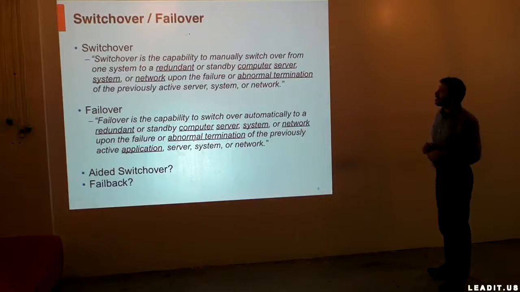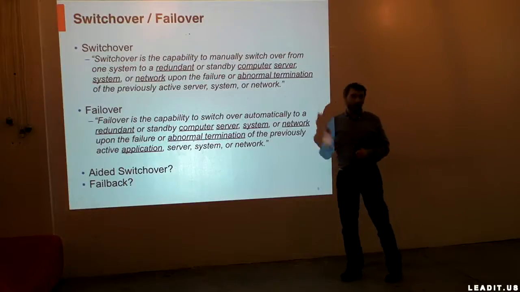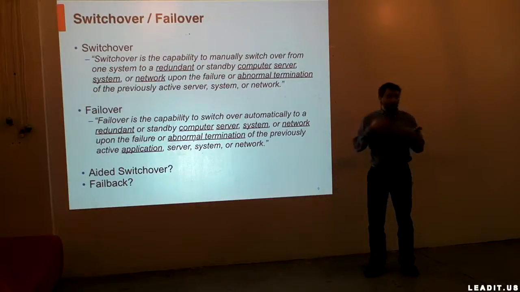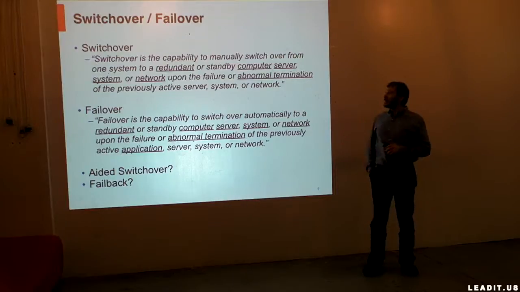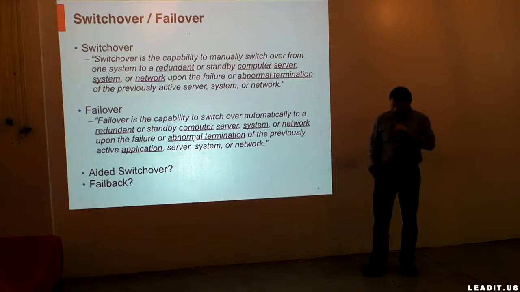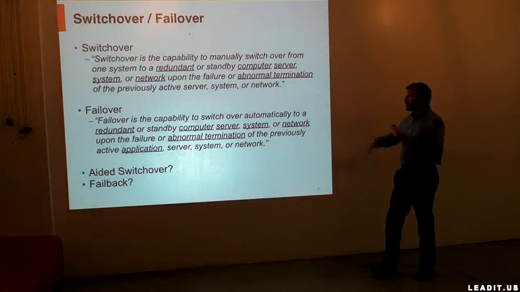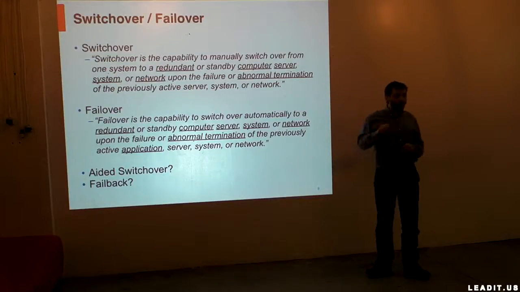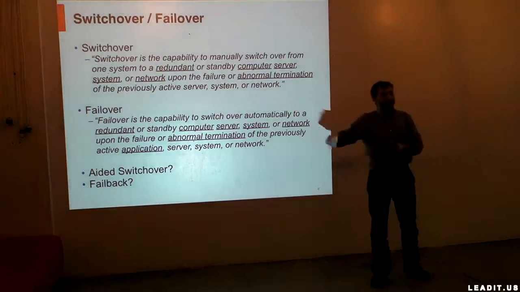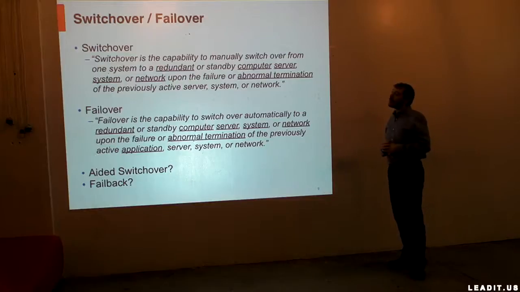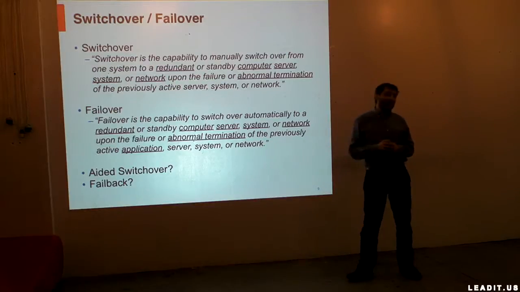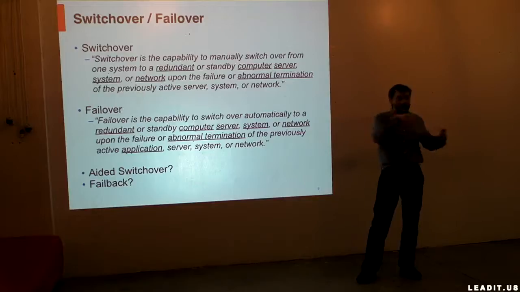Okay, here are another two terms that are quite important, and of course we will use them later when we talk about the solutions around MySQL for high availability, switchover and failover. We tend to use both in the same way, but strictly speaking, switchover means I can switch over from one system to another system, that is a redundant system. And usually I do this operation manually, so I physically switch from one server to another, and there is a macro operation around it. Failover means that if there is a failure on one system, something automatically moves the activities to another system.